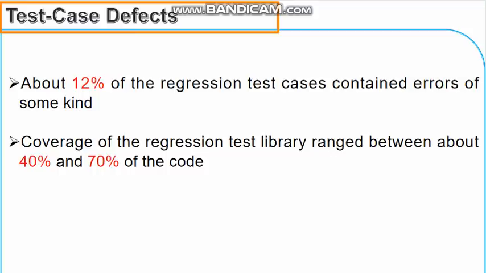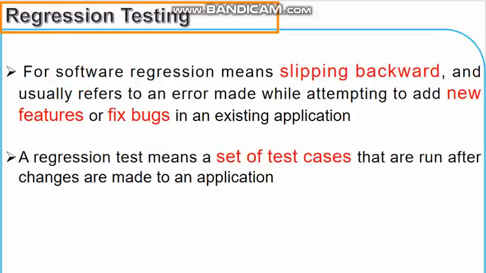Next is test case defects. About 12% of regression test cases contain errors of some kind. Coverage of the regression test library ranges between about 40% and 70% of code.